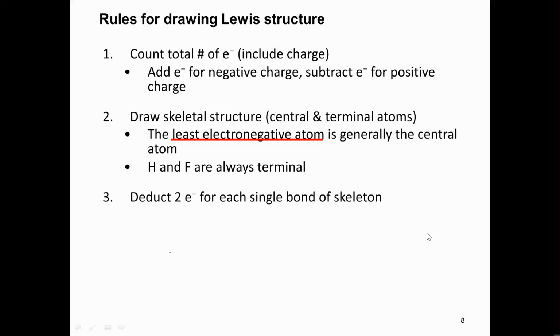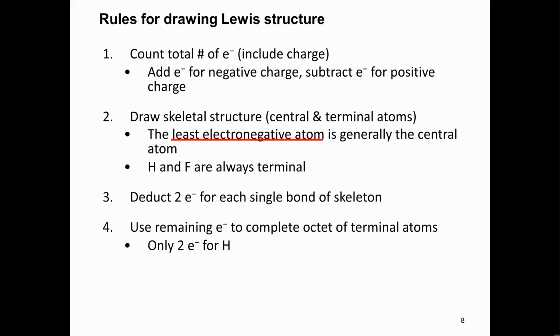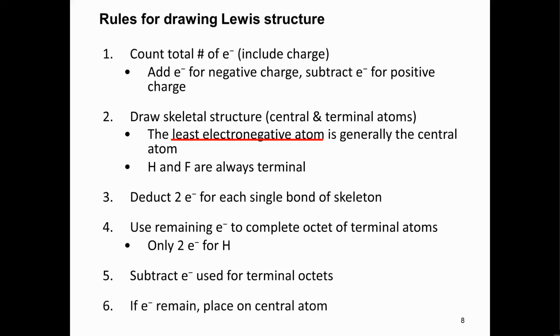And then we can deduct 2 electrons for each single bond that we drew earlier in step number 2. Whatever electrons remain, we will use to complete the octet of terminal atoms. And remember, there are only 2 electrons allowed for hydrogen. Then we can subtract the electrons that have been used to fulfill the octet for terminal atoms. And whatever number of electrons remain, we can place on the central atom.